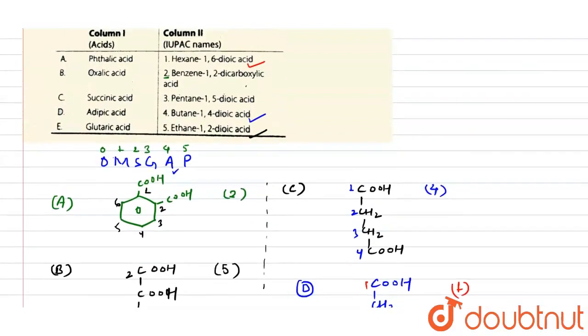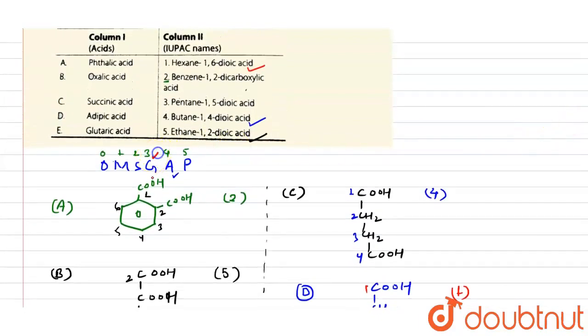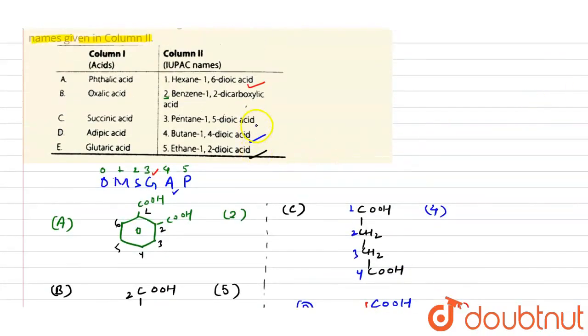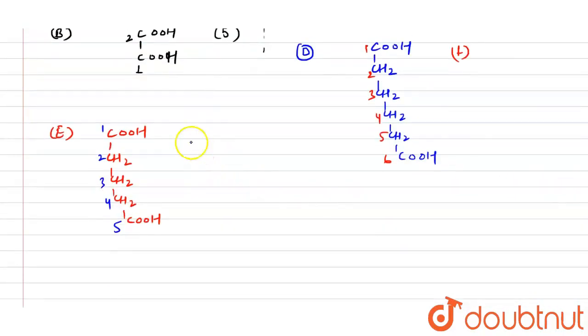Now we have this E as well, glutaric acid. So glutaric acid means 3 carbon will be there, so that will be matching with pentane. Let me write that as well. So in between these 2 carboxylic acids we will have 3 carbon, means CH2, CH2, CH2, after that COOH. So total 5 carbon is there, so that name will be pentane, and in the 1 and 5th position we have the acid. So pentane 1,5-dioic acid. So that is matching with the third option. I hope you understand this concept.